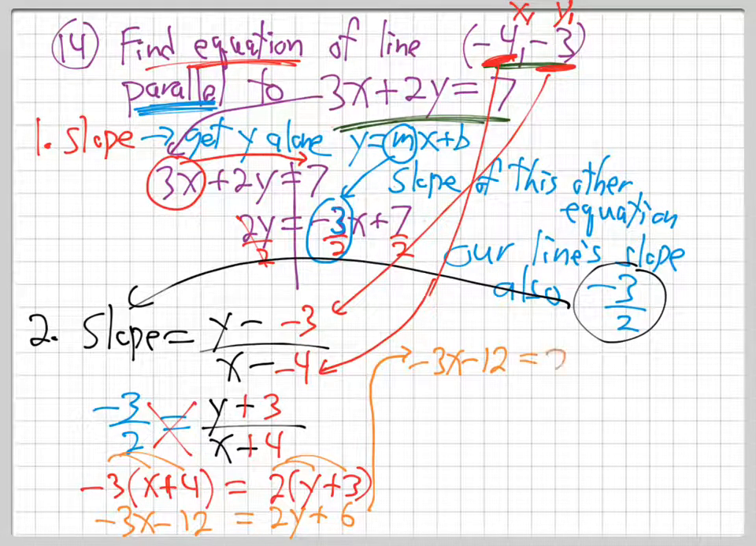Minus 3x minus 12. 2y plus 6. Now what do we need to do? Oh, hold on. I'm sorry. One other thing. Yeah, they're going to ask for the answer in a different look. I should have mentioned that. I'm glad I remembered all of a sudden.